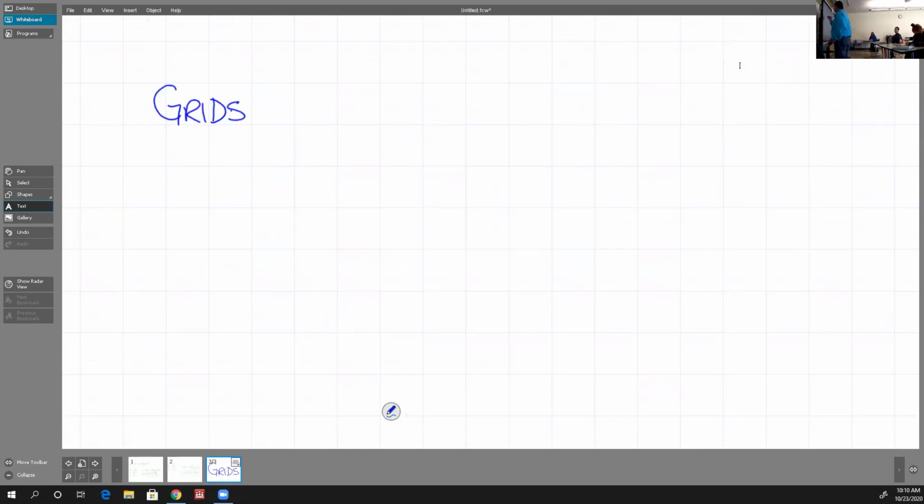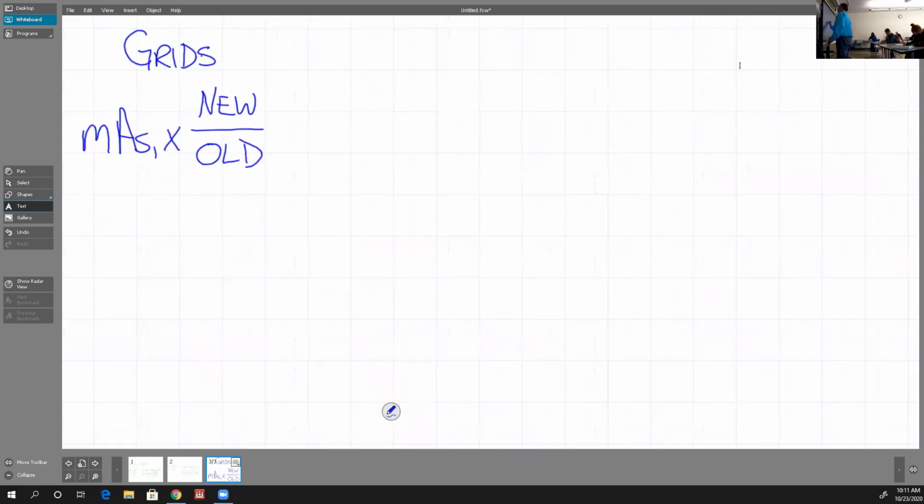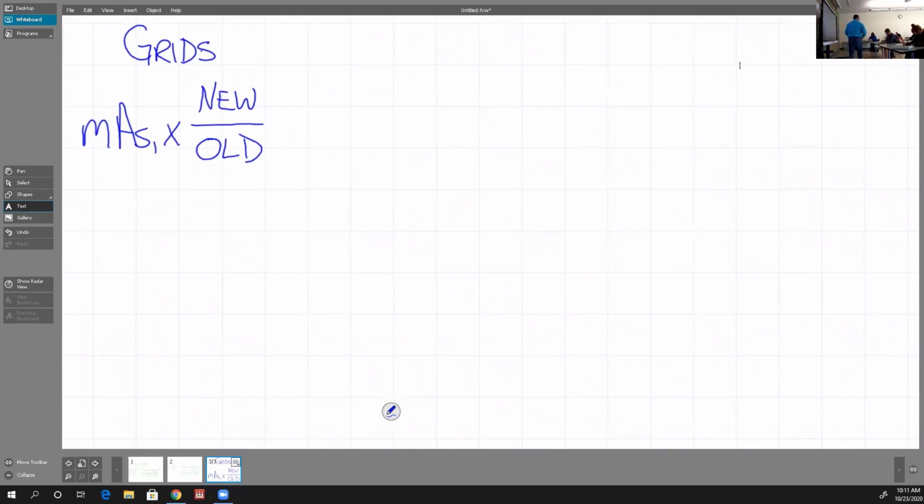Okay, so with grids, you're going to take mass 1 times new over old. We could say grid 1, grid 2. Now, what the grid conversion factors are telling you is if I go from no grid to a 12-to-1 grid, the 12-to-1 grid is going to absorb 5 times the amount of radiation as no grid at all. So that's what we're compensating for, the absorption of our remnant beam.